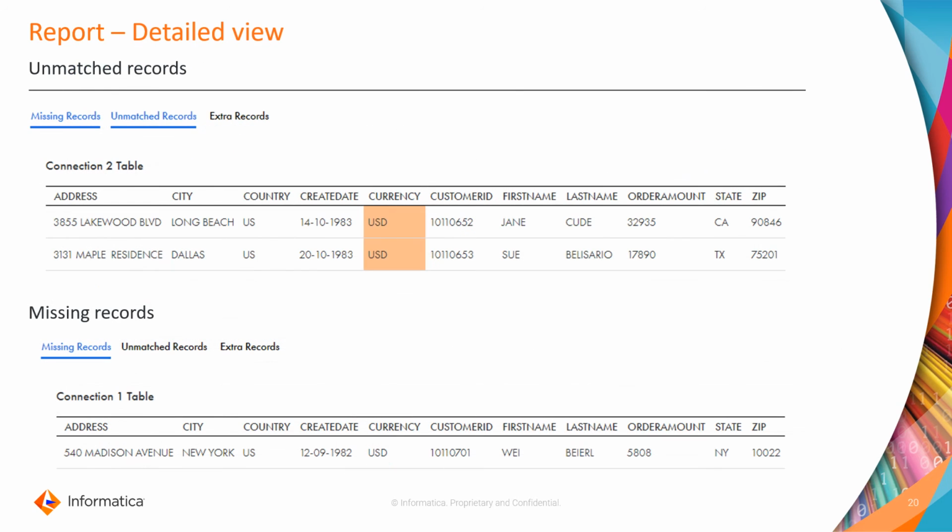If you click on the unmatched records in the report, you will see that these two records in connection 2 have USD as currency, whereas in connection 1 it's not USD. I guess that's where they are marked as wrong. So it also shows what is unmatched, and you can then verify your mapping for the issues. And it also shows the missing record which is present in connection 1 but not present in connection 2. So this is the record which is present in connection 1 but missing for connection 2.